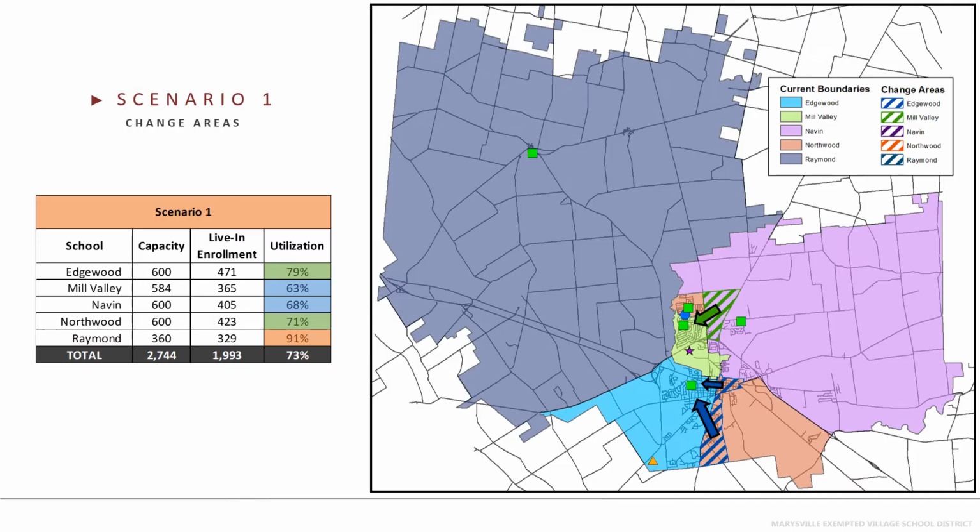The map on this slide shows the areas that change within this scenario. The hash marks in the map represent any area that is moving. As you can see, the Cooks Point area is moving into Mill Valley, and this area that currently goes to Northwood is moving into the Edgewood boundary.